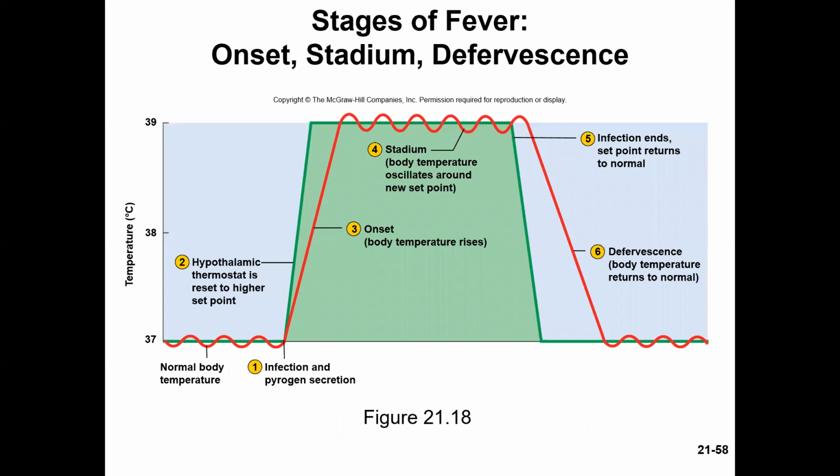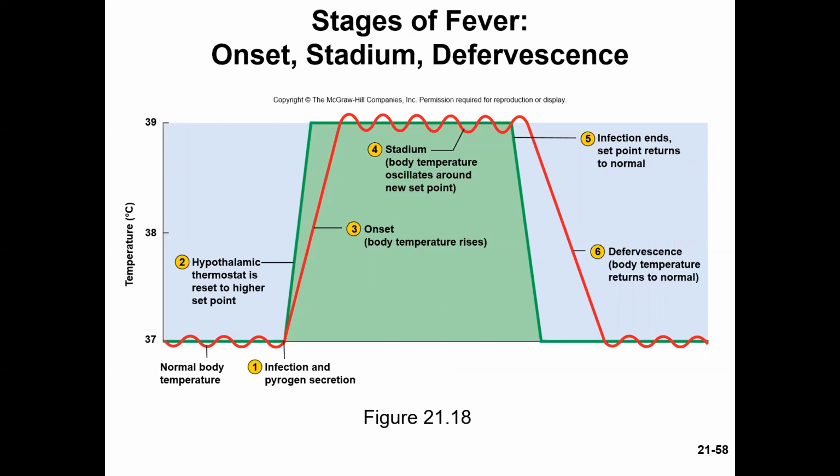Okay, here are the stages of a fever: onset, stadium, and effervescence. So you have a hypothalamic thermostat that is reset to a higher set point. There you are floating at your normal body temperature. You come across infection and pyrogen secretion, whether it's from a pathogen or just from inherent tissue damage within the body, which can happen if it comes from an endogenous source of inflammatory processes. So not every fever indicates the presence of a pathogen.